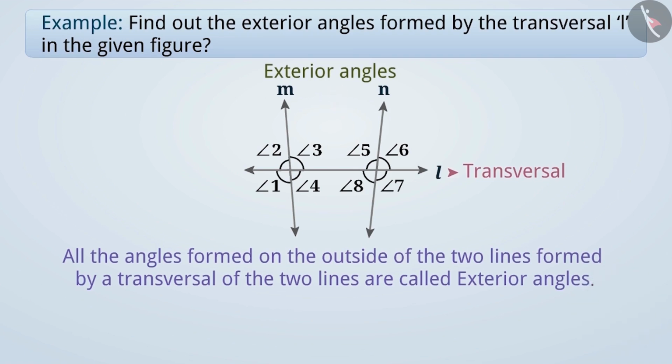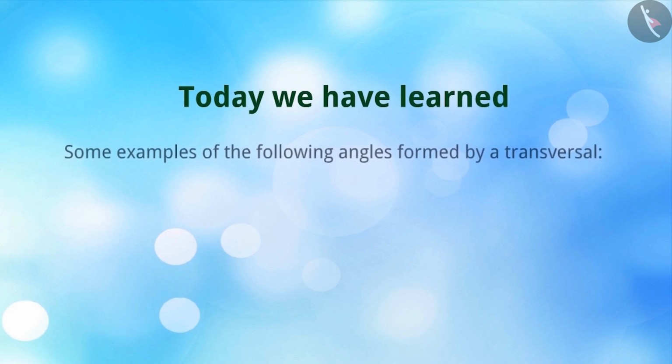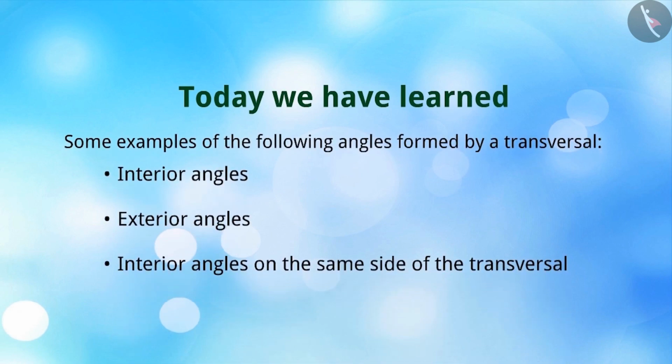Let me tell you. Here you can see that the angles formed by the transversal L outside of the two lines M and N are angle 1, angle 2, angle 6 and angle 7. Therefore, in the given figure, all these angles are exterior angles. Today we have learned some examples of the following angles formed by a transversal.